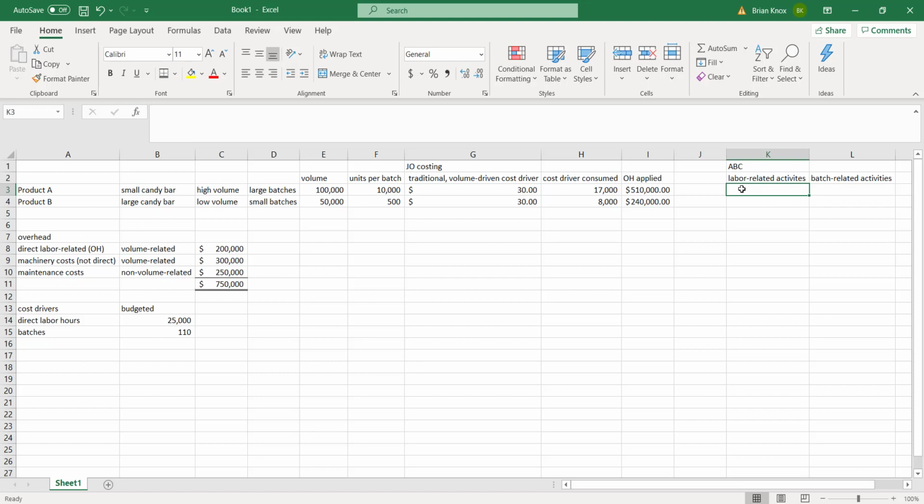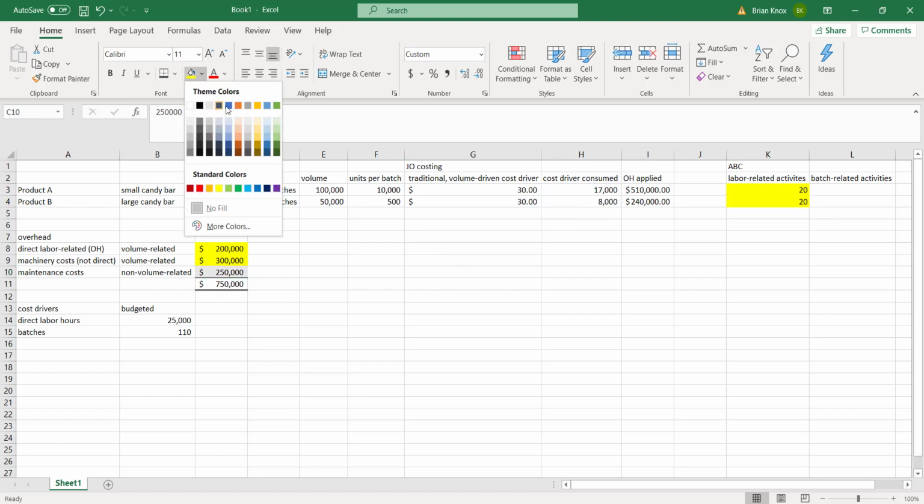And so we're going to create a new labor rate. We're going to take our volume related overhead costs, the sum of these two, and make sure that we get that absolute sales. We divide it by the amount of direct labor hours we're expecting. So now we have only $20 for our volume related activities in this new type of overhead that we're talking about. And we're going to color code it for us. Make it lighter.